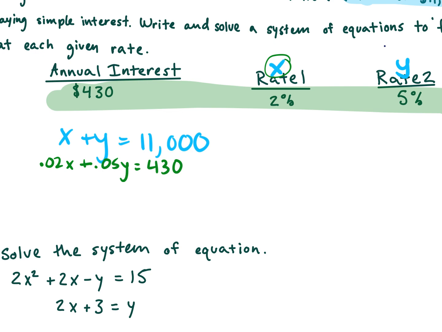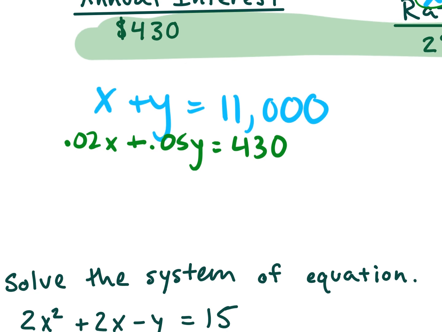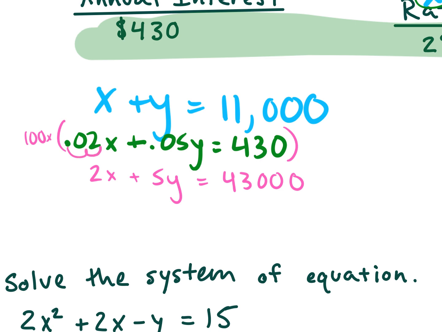And we don't really love doing the math with decimals, so what can we do to get rid of those decimals? Not by 10, but by 100. We're going to multiply everything in our second equation by 100. So that gives us 2x plus 5y is equal to 43,000. We're just going to remove the decimal twice for these, and then we add 2 zeros to the 430.